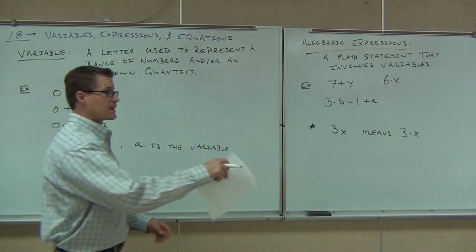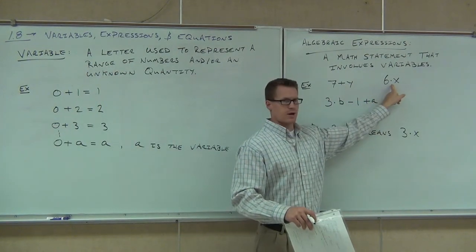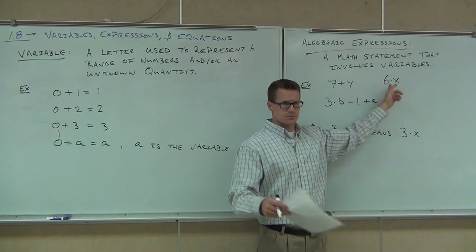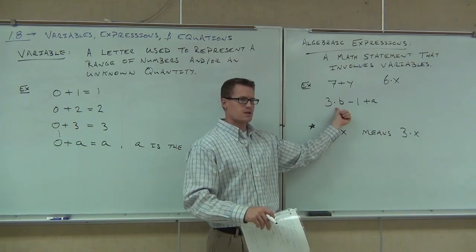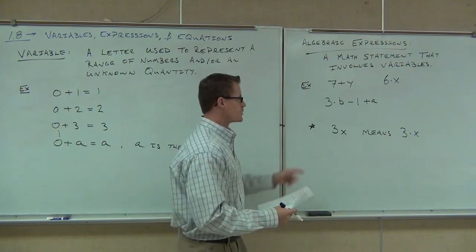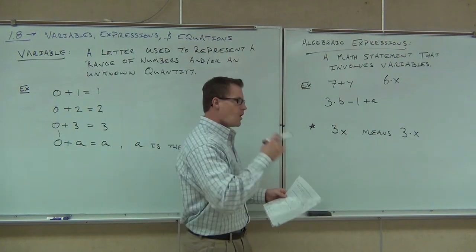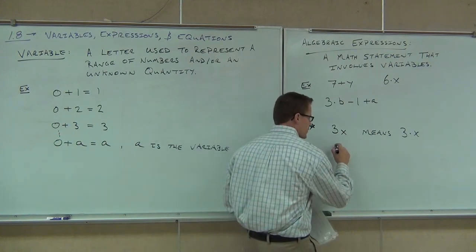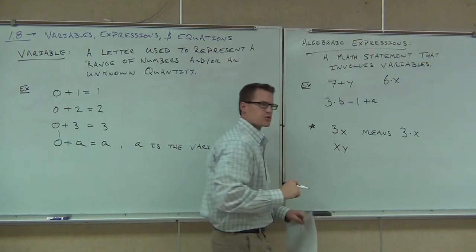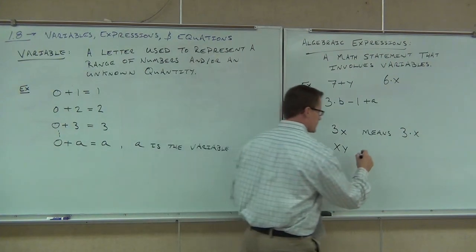So if you look back at these expressions, is there a different way I could write 6 times x? Yeah, just 6x. Great. There's also a different way I could write 3 times b. Could just write 3b. Perfect. That's exactly right. So when we see this, it's synonymous with 3 times x. Also, this works if you have two variables right next to each other. We mean there, you're going to take the x times the y.